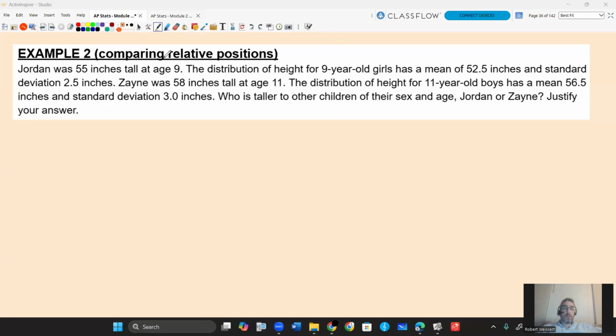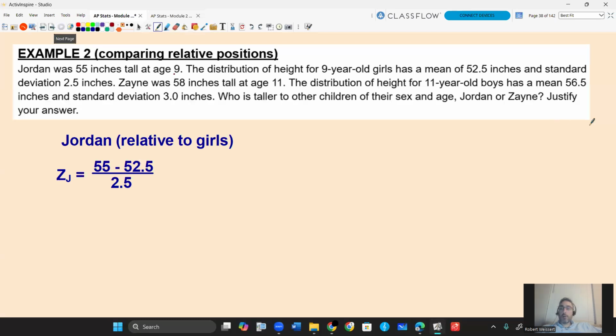So what we're going to look at first is Jordan. She's going to be over here relative to the girls. So we're going to look at her mean. Those girls have a 52.5 inch mean and a standard deviation of 2.5. So since Jordan was 55, 55 minus 52.5, and then divide that by 2.5 will get you your Z-score for Jordan. Always use Z-scores when you're comparing. You'll get 1. So Jordan is 1 standard deviation above the mean.